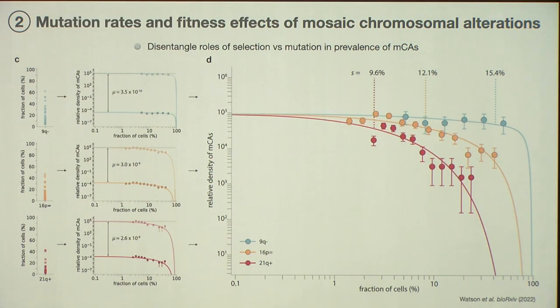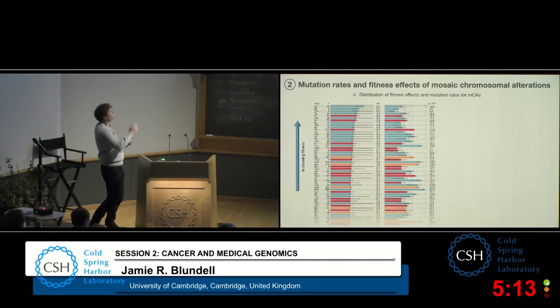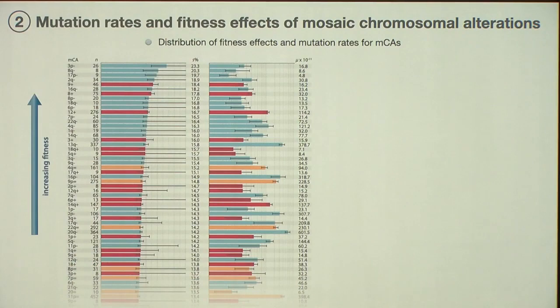But the opposite is true for the gain of 21q, for example. That's quite common. It occurs at about 2 or 3 times 10 to the negative 9. But they're almost exclusively confined to low variant allele frequency or low cell fraction, meaning that they don't expand very rapidly. You can do this across all of them, and you can build essentially a league table of the ones that you think are the most fit.